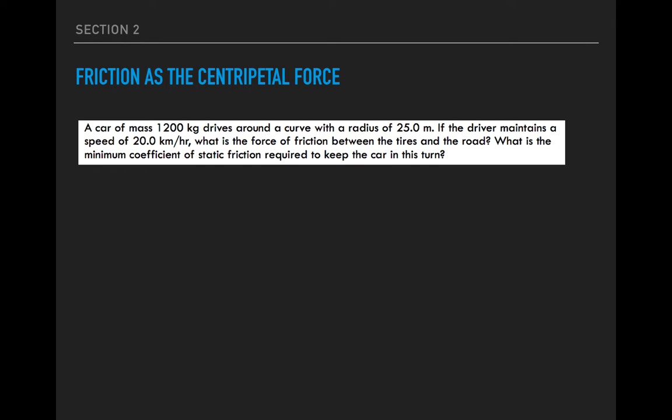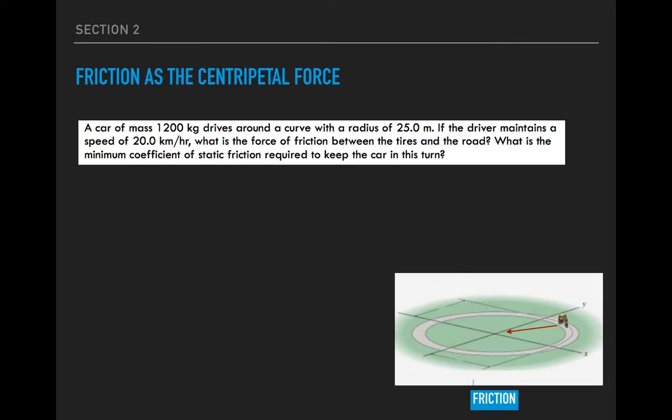Let's do another one. Okay, we've got a car driving around a curve of that radius, maintaining a speed of 20 kilometers an hour. We'll have to convert that to meters per second. What is the force of friction between the tires and the road? So it's that situation where the force of friction will be the centripetal force. That will be our mv squared over r. And we have all three quantities there, they just have to be in SI units. So that's what we're going to start with.